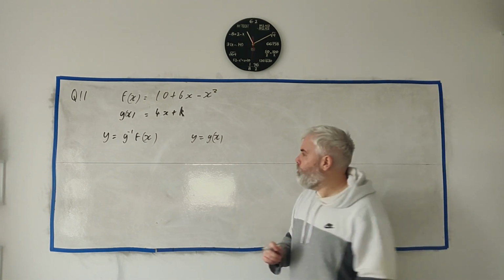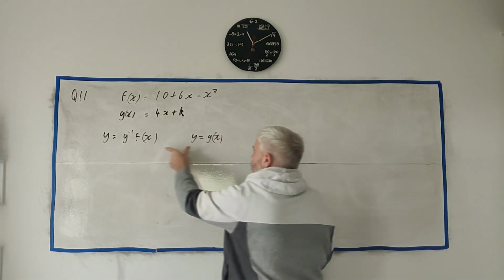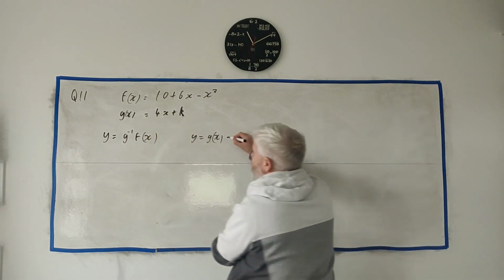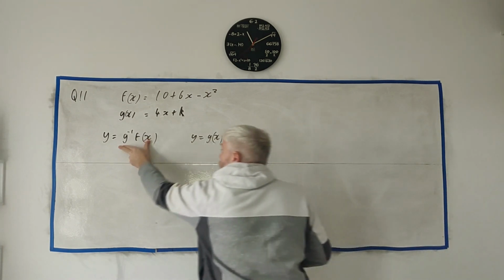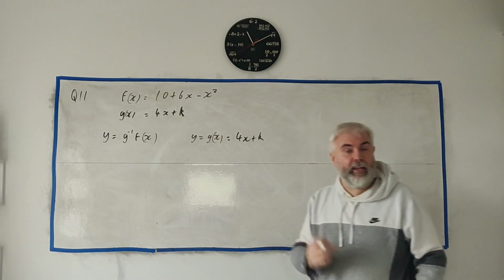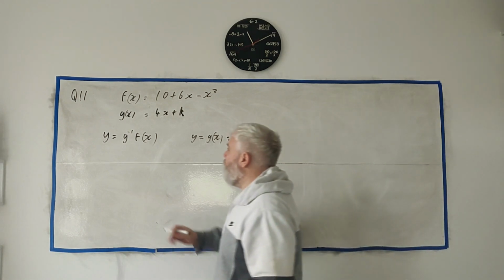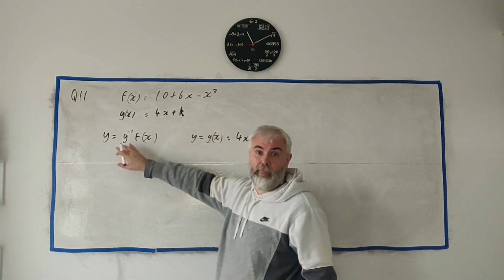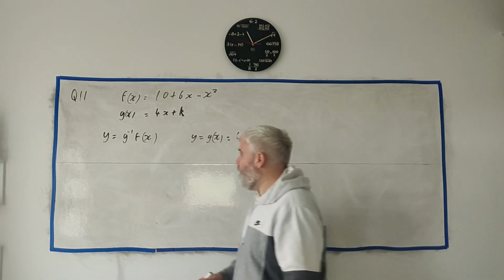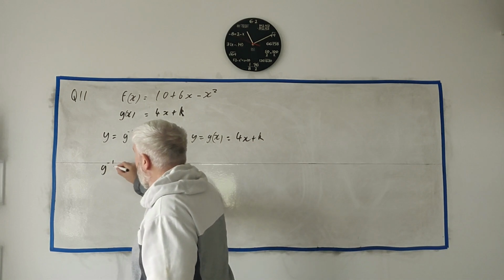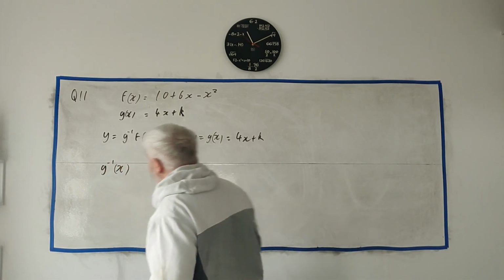Your first goal should be, what does this look like? And we already know what this looks like. This one looks like 4x plus k. So what does this one look like? That's your main goal. That's where you're getting a few of your marks here. To do that, we need to know what the inverse of g looks like. So that's really now your first question. What's the inverse of g look like?